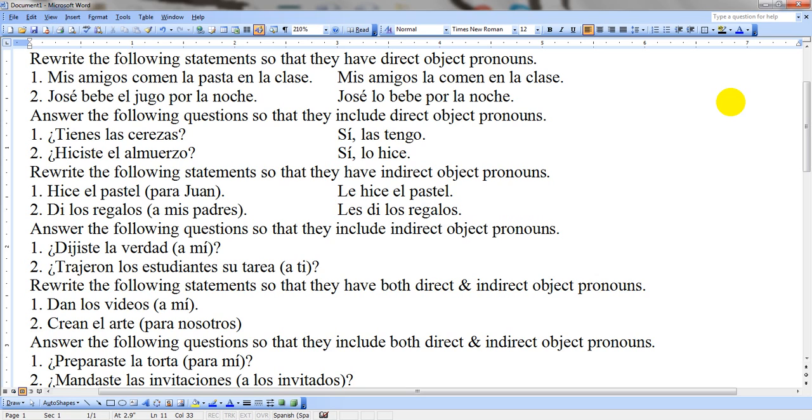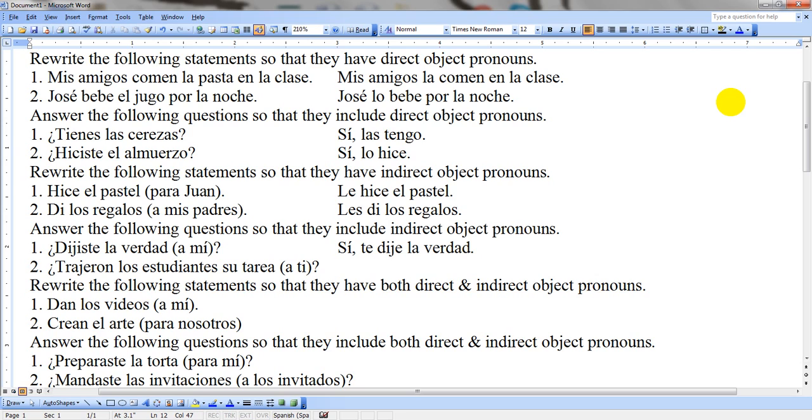Let's see. Answer the questions. Number one says, did you tell the truth? And then it says, to me in parentheses. So if I asked you that question, did you tell the truth to me? You would say, yes, I told you the truth. So you as an indirect object pronoun is going to be te. Te dije la verdad.